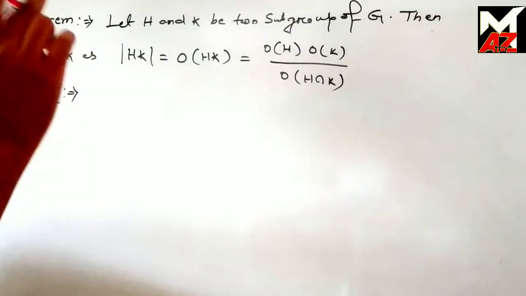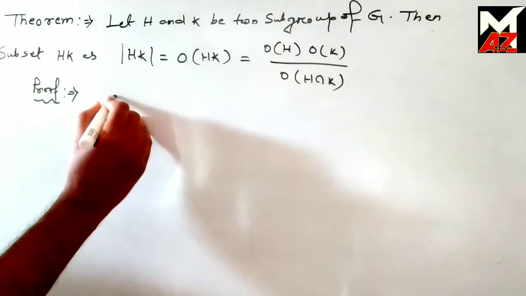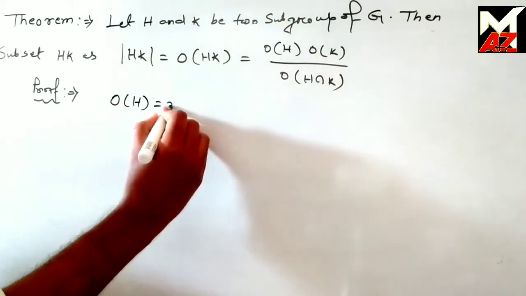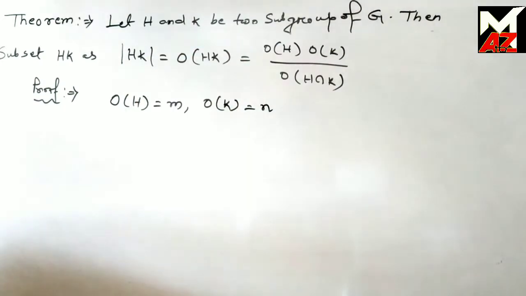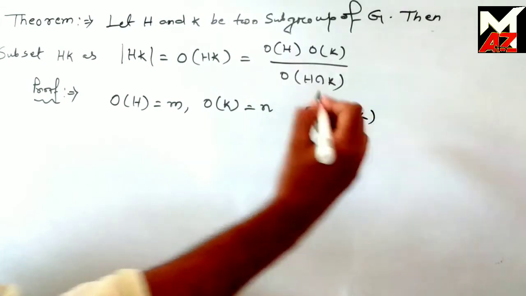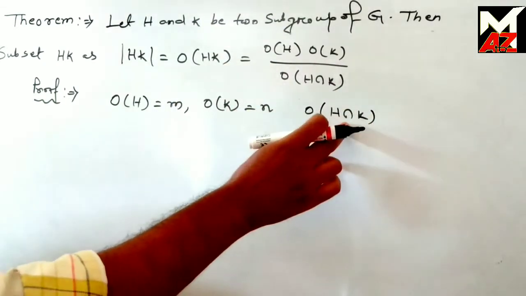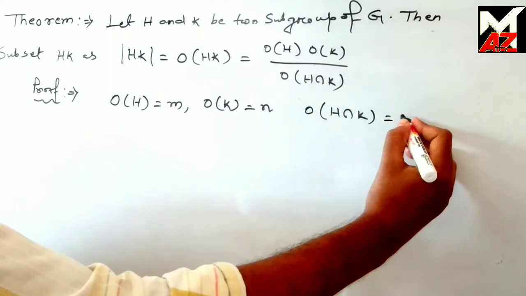Here H and K are both subgroups of G. Let the order of H be equal to m and the order of K be equal to n. And also we take the order of H intersection K, that is the common elements of H and K. This is also a subgroup of G. This is p.